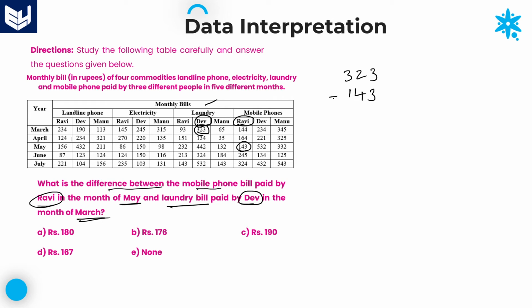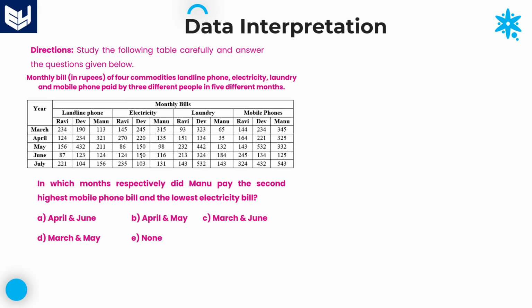Now you need to calculate the difference between these two. 323 minus 143: 3 minus 3 is 0, 12 minus 4 is 8, and 2 minus 1 is 1, so 180. Therefore, the required difference between those two values is 180 rupees. Option A is the right answer. See, if you understand the information, the problems are this easy, right? Let's see the fourth question.